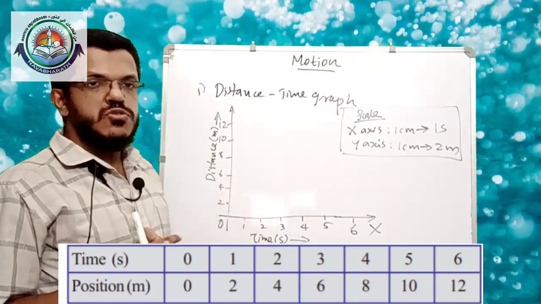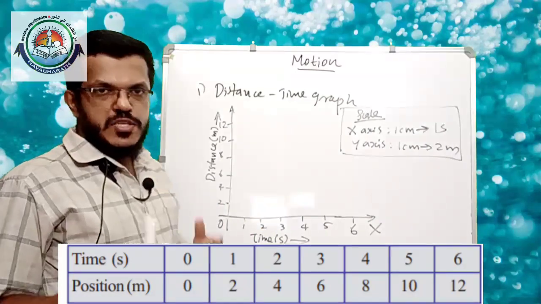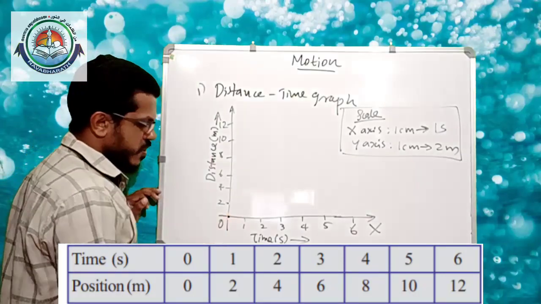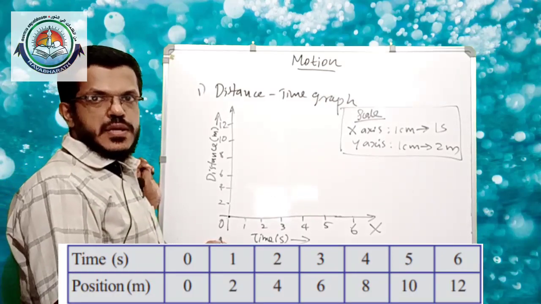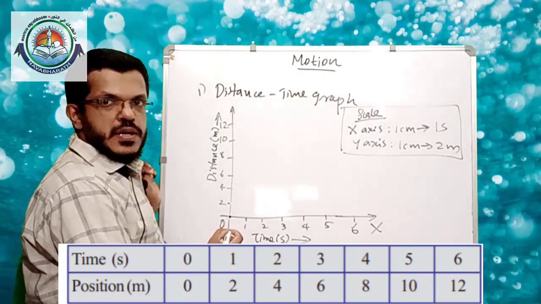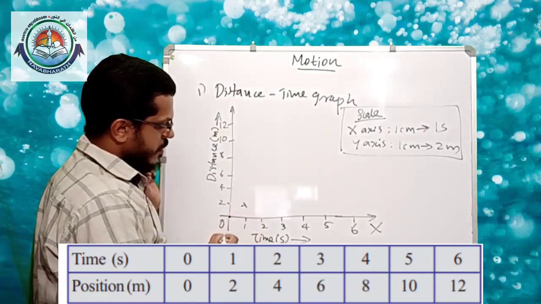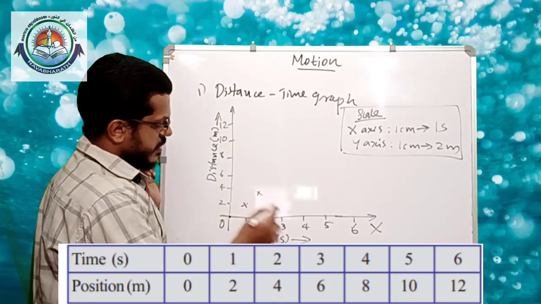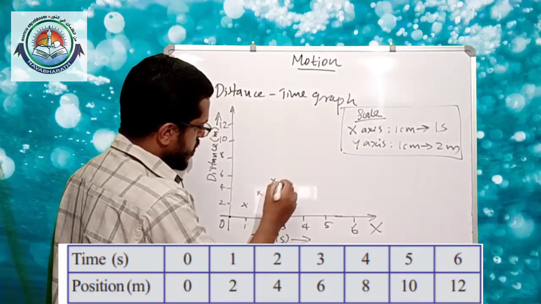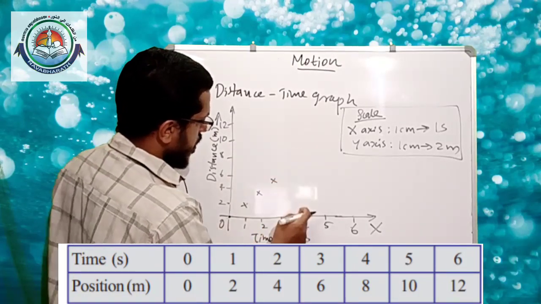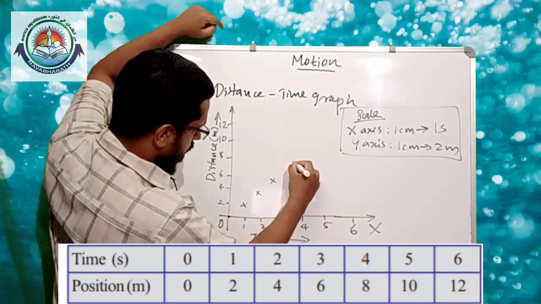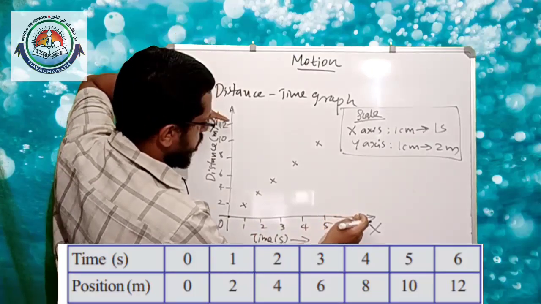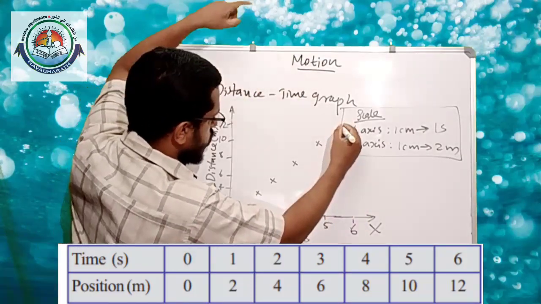Okay. Then how to draw the graph here? Based on the table, for the time 0 second, we have the position, distance, also 0 meter. For the time 1 second, the position of the object is 2 meter, for 2 second the position of the object is 4 meter, and for 3 second it is 6 meter. For 4 second it is 8 meter. For 5 second it is 10 meter, and for 6 second it is 12 meter.